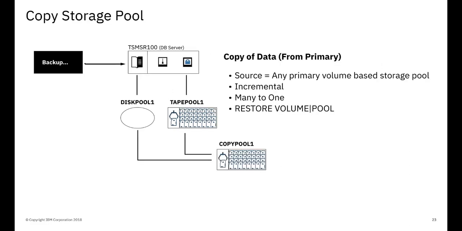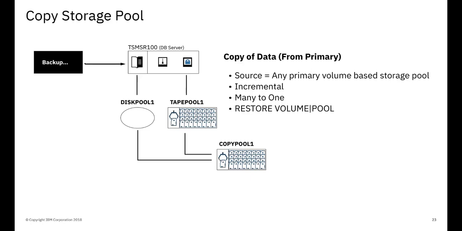The next instance we'll see is using tape as a copy storage pool. So now we have backed up the data either to a disk storage pool or to another tape pool, and we want to create a secondary copy, usually to be taken off-site for disaster recovery purposes. So the source can basically be any primary volume-based storage pool. So those are our legacy file or tape device classes. And the copy storage pool does an incremental copy of what's new on the primary pool out to the copy pool. And of course, you can have multiple primary pools backing up to one copy pool.